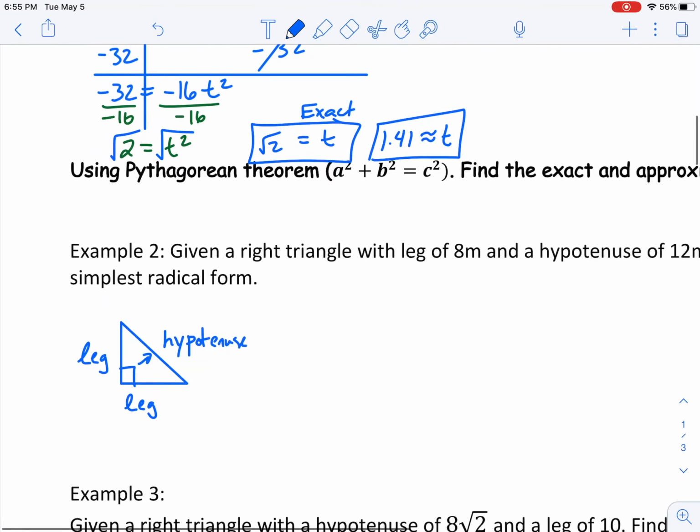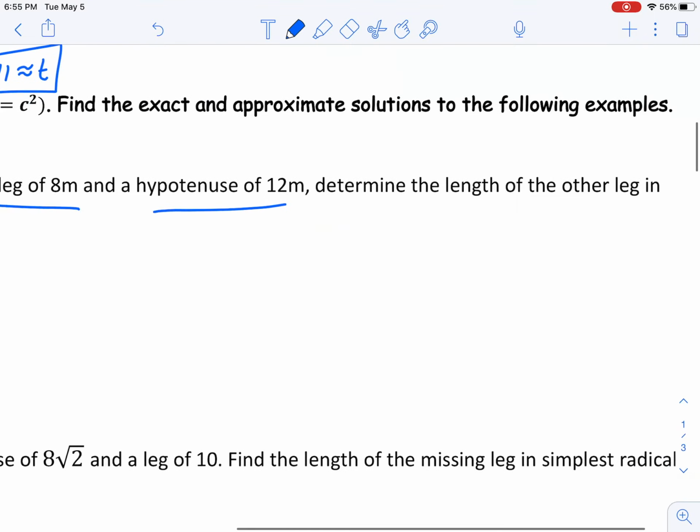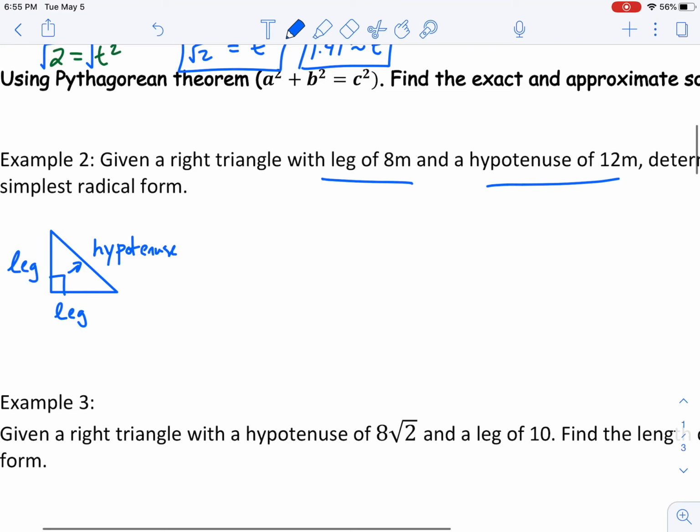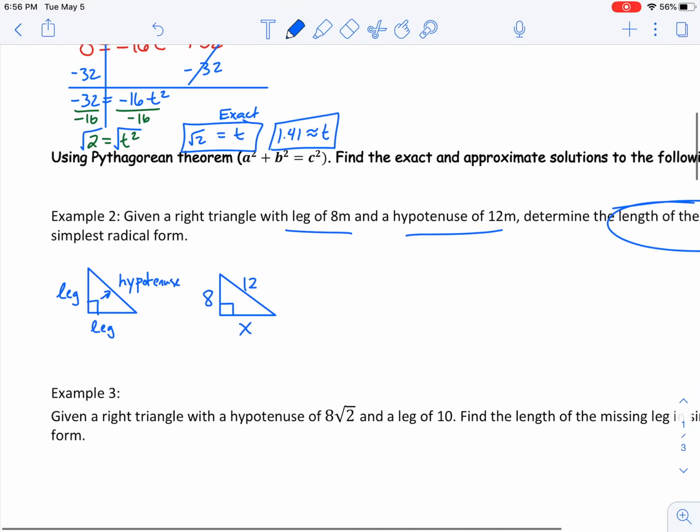Okay, so what we're going to do is use the fact that one of the legs is 8, the hypotenuse is 12, and we're going to find the length of the other one. All right, so again, if I redraw my triangle, oops, I don't know why I made it a rectangle. Okay, put my 90-degree angle. My hypotenuse is 12. One of the legs is 8, and I don't know what the other one is. Okay, so how are we going to solve this?